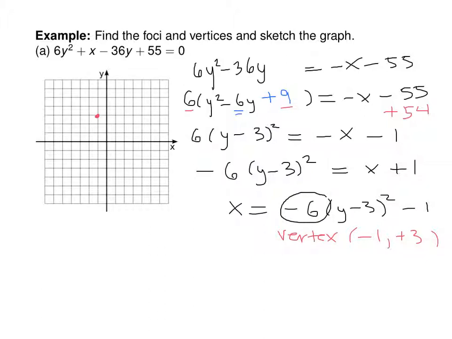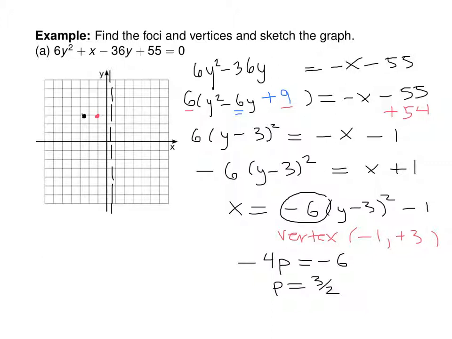And then we know that negative 4p is equal to negative 6. This tells us the distance to our directrix and the distance to our focus, which tells us p is equal to 3 over 2, or 1.5. So from the vertex we go backwards 1.5 and we have our directrix, and forwards 1.5 and we have our focus. And we know that this parabola opens to the left because of the negative 6. And we know that it's sideways because it's x equals.